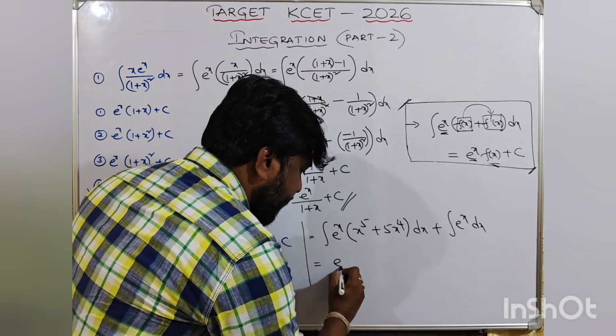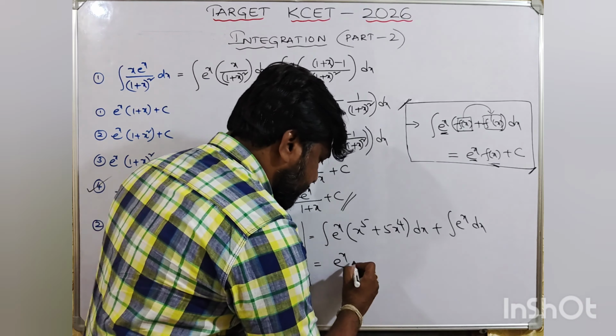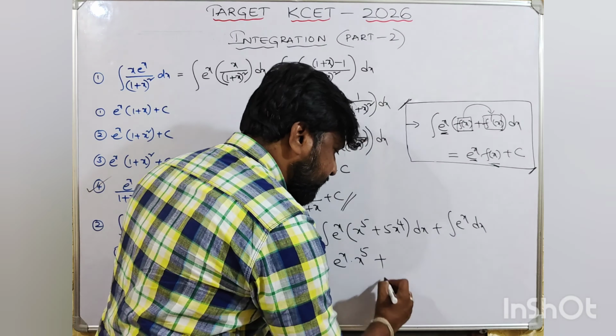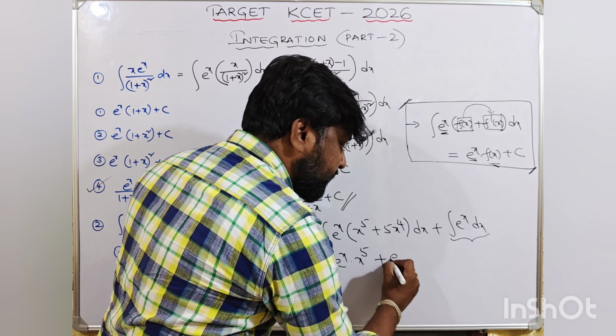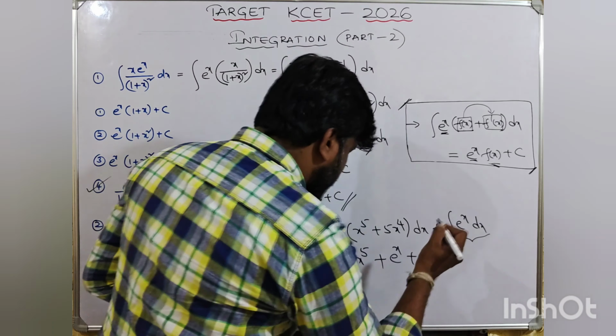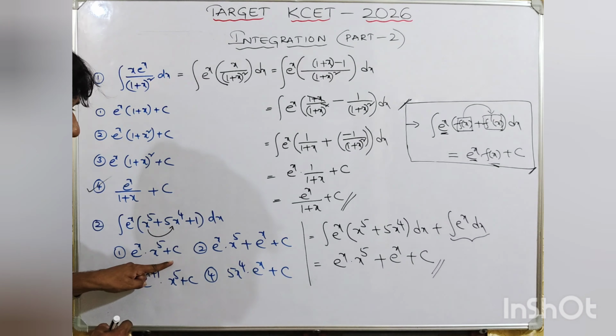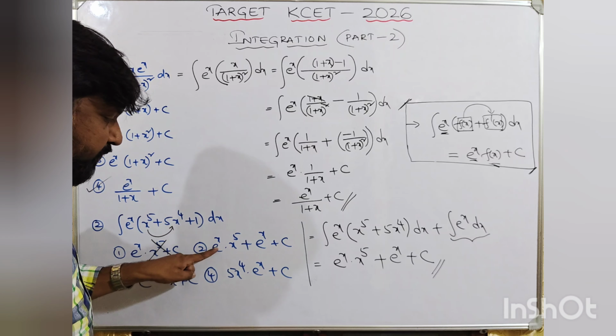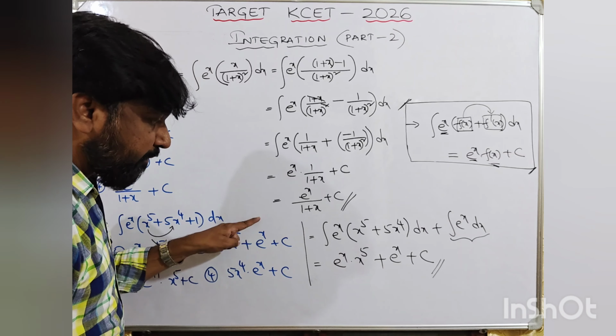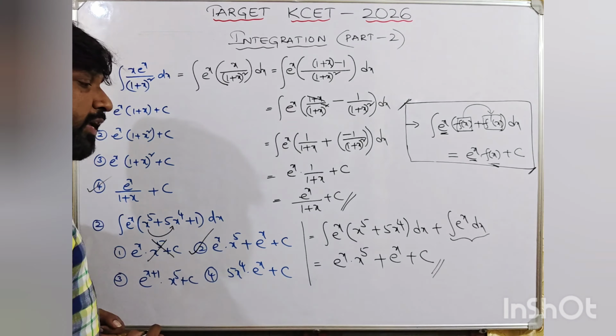According to the formula, e^x into f(x) means x to the power of 5, plus what is the integration of e^x? e^x only, plus c. Now look at the options. Which option is correct? First option, e^x power 5 only, is given. That's the wrong answer. If you see e^x x^5 plus e^x plus c is your answer, so option 2 is the correct answer.